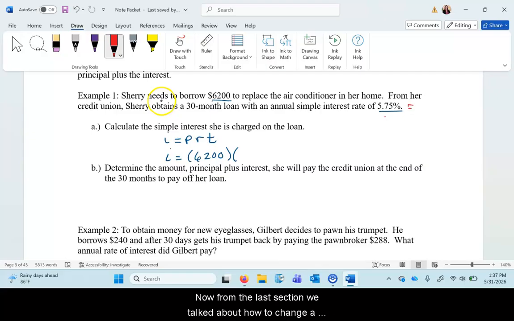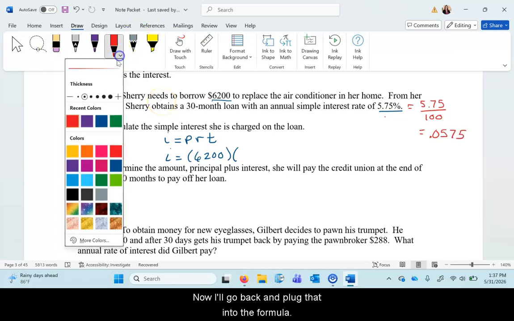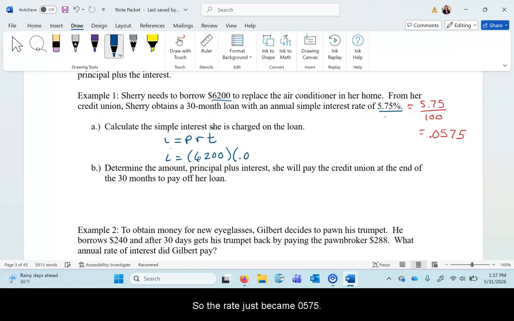Now from the last section, we talked about how to change a percent into a decimal. Remember that we are just dividing the number by 100. That means that our rate is 0.0575. Now I'll go back and plug that into the formula. So the rate just became 0.0575, and don't forget to do that. It's a very common error I find.